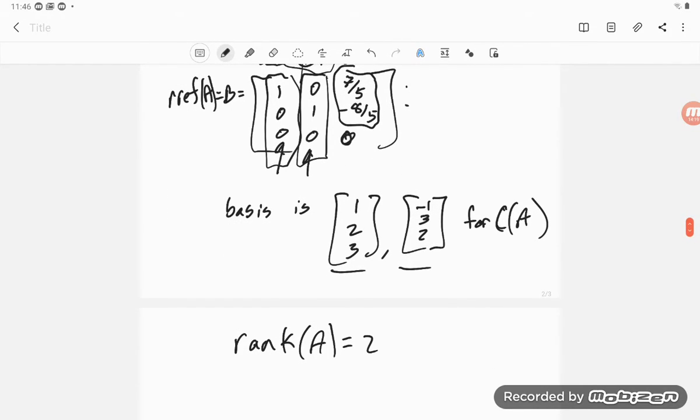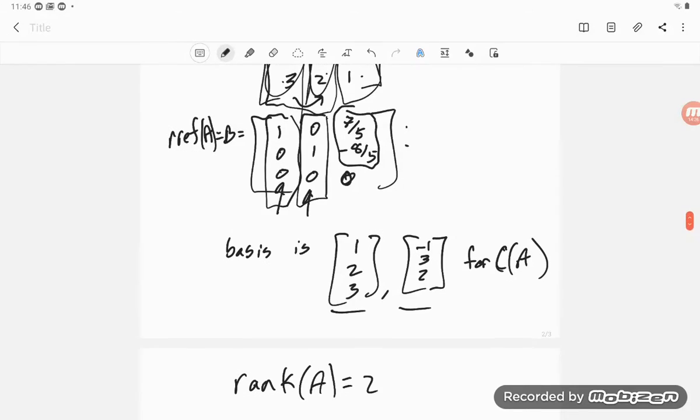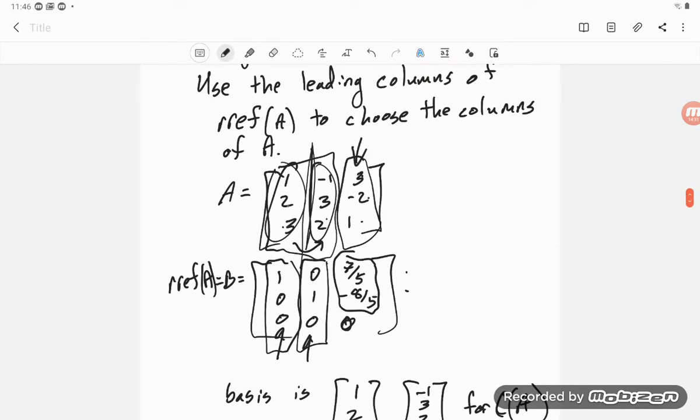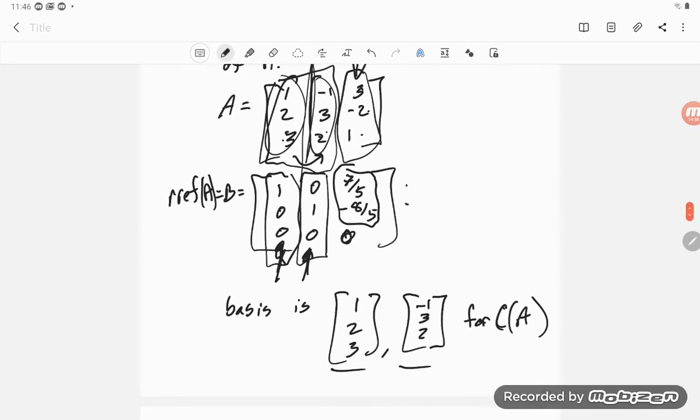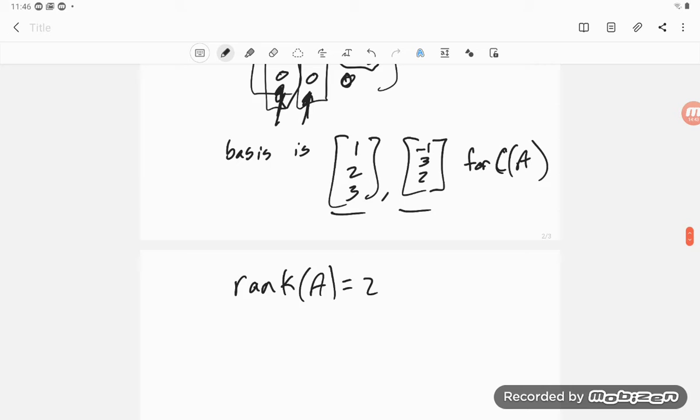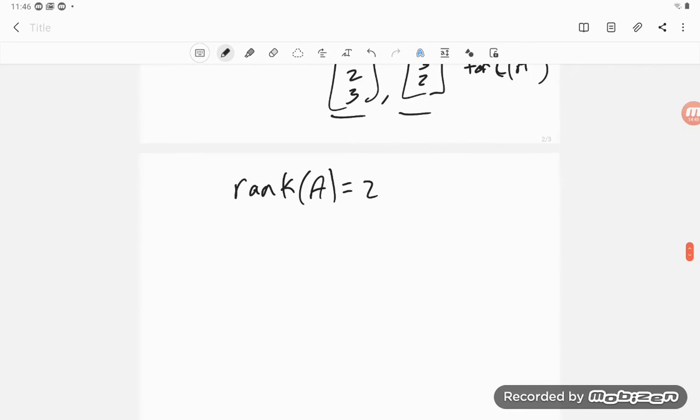back in 3.3, I think? Could have been 3.4, 3.4, I guess. So we're just following that proof. And so these leading columns do tell us which of the columns of A are independent of each other. And so that's how we make our basis there. And thus we have a basis for our row space, a basis for our column space if we want it.